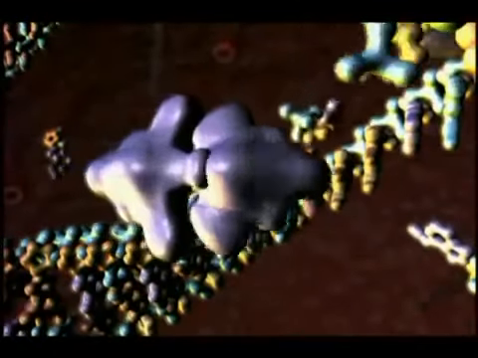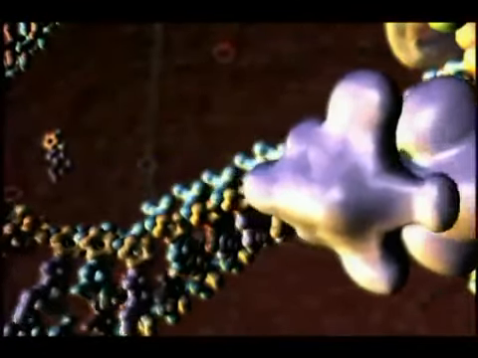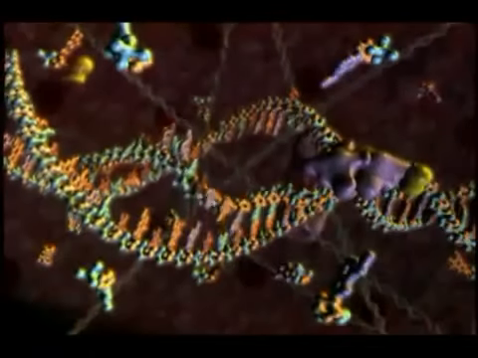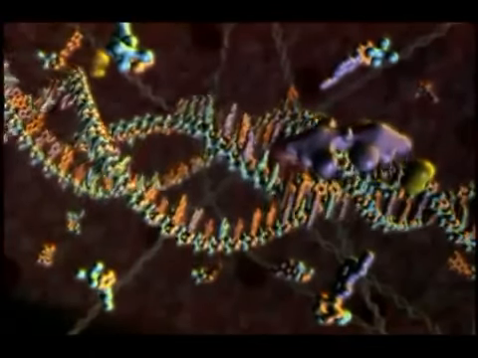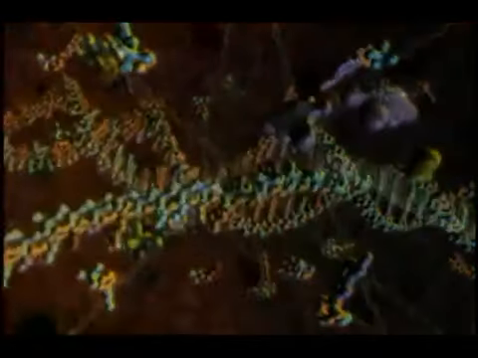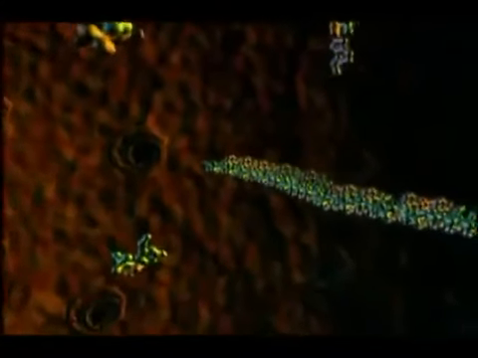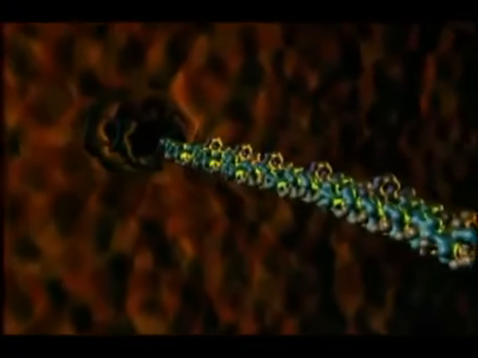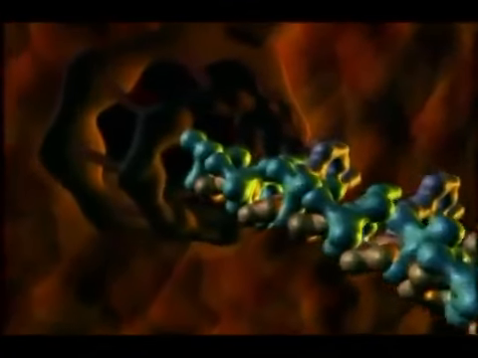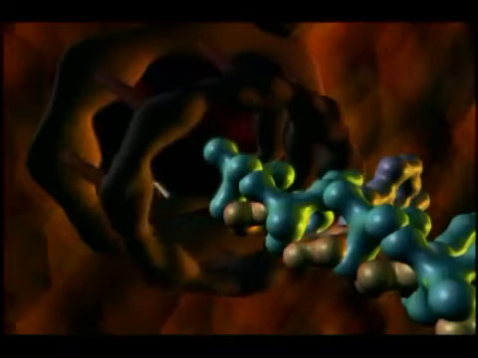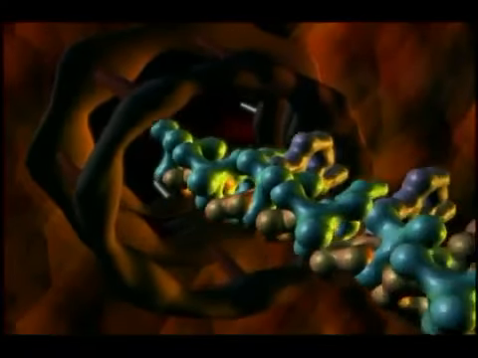Another machine then copies these instructions to form a molecule known as messenger RNA. When transcription is complete, the slender RNA strand carries the genetic information through the nuclear pore complex, the gatekeeper for traffic in and out of the cell nucleus.